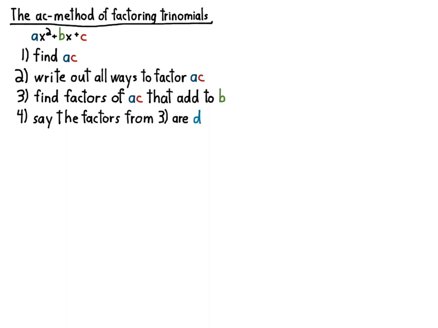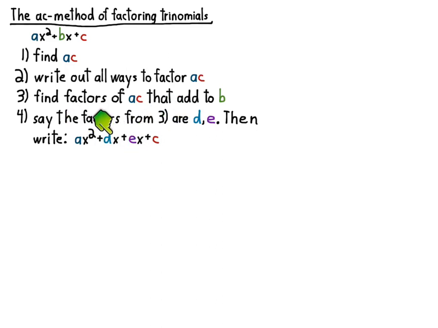Okay, then this is hard to do without knowing what the actual numbers are. So I just put it this way. Say the factors from step 3 are D and E, ones that add up to B. Then you write ax squared plus dx plus ex plus c. So what I did is I took that bx term, since d plus e is b, and I split the bx into dx plus ex.